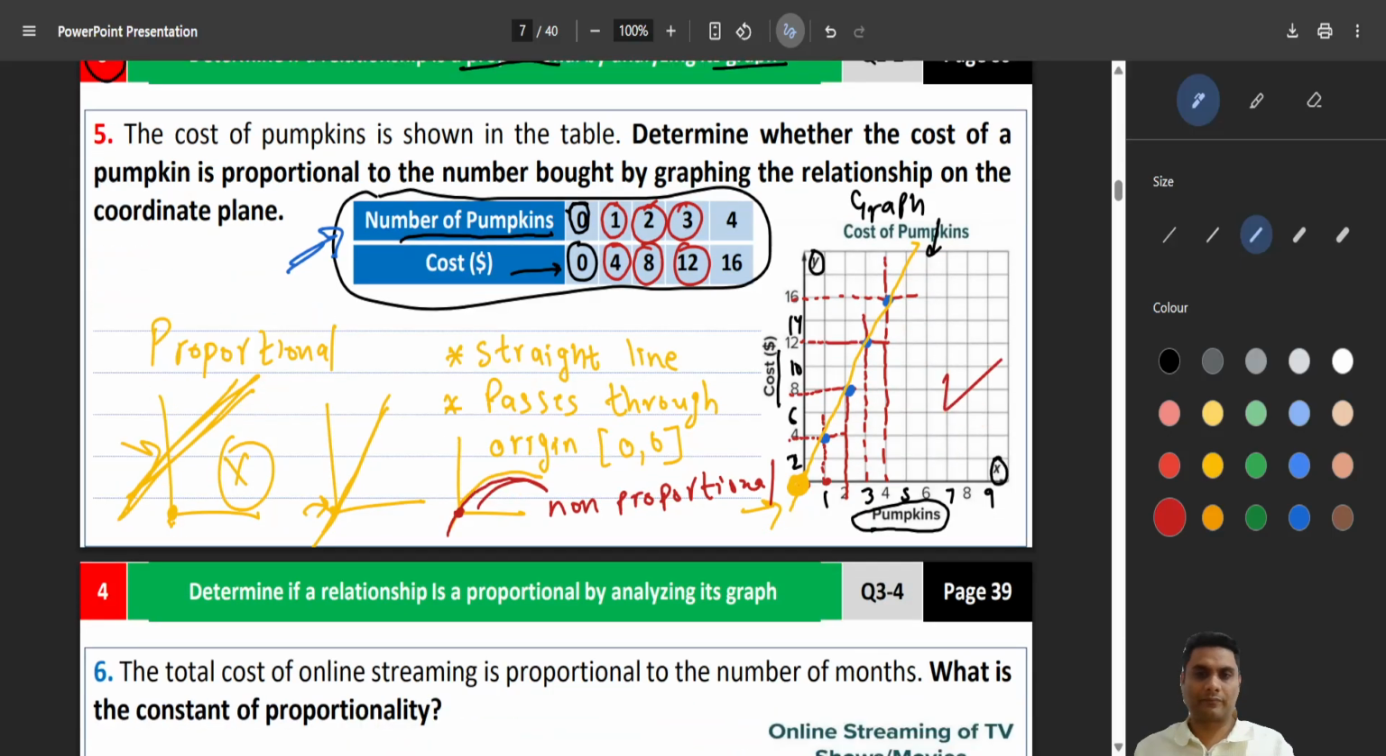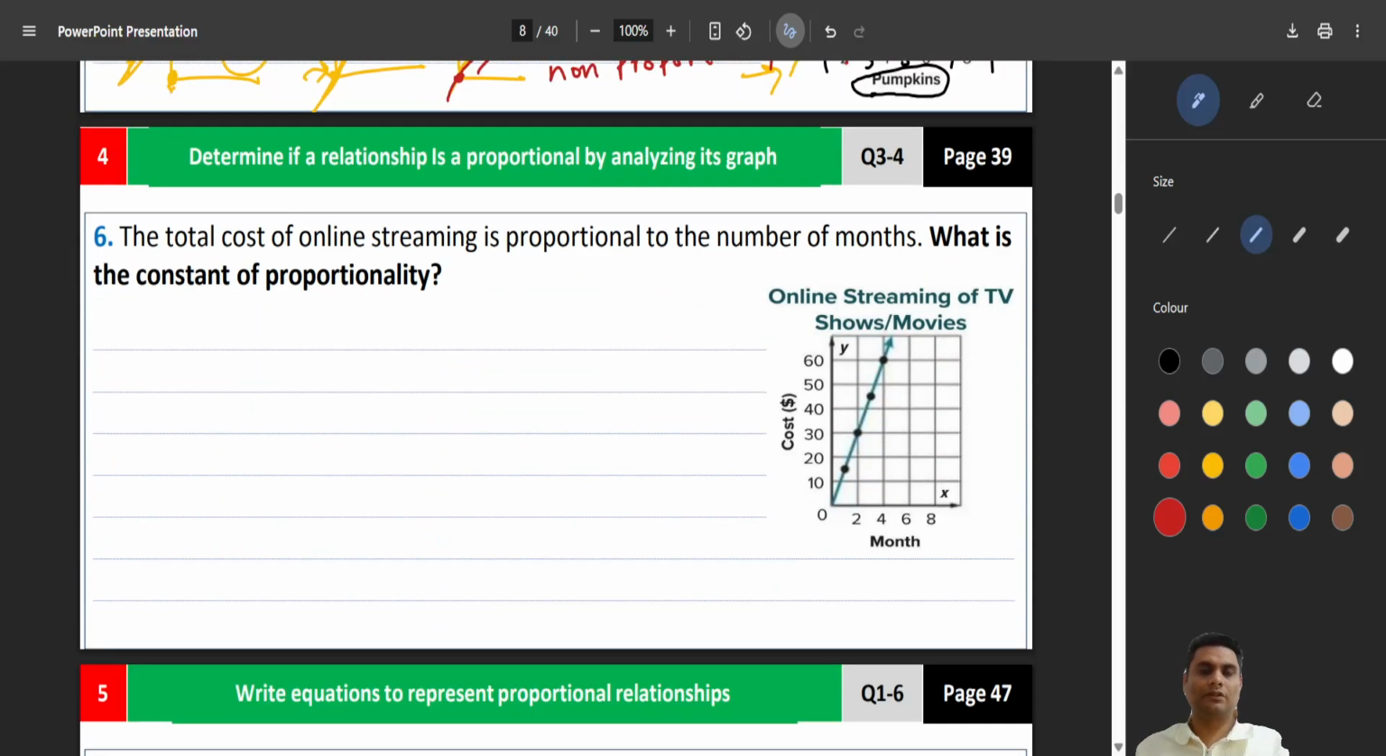Okay, next question. He said the total cost of online streaming is proportional to the number of months. He said the number of months and the cost of streaming is proportional. Proportional means I should get a straight line passing through 0. Check this line. This is a straight line, correct? And check, this is passing through the 0 also here, correct? So this is proportional. We can see easily.